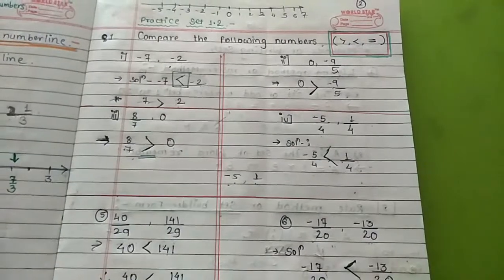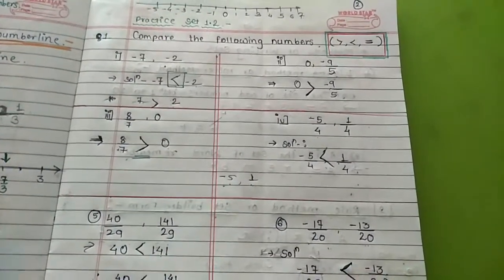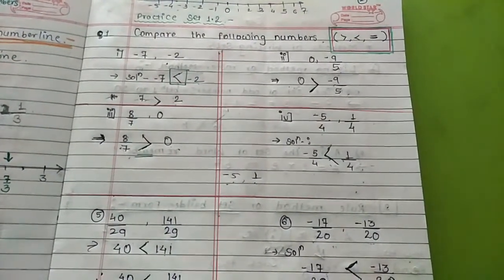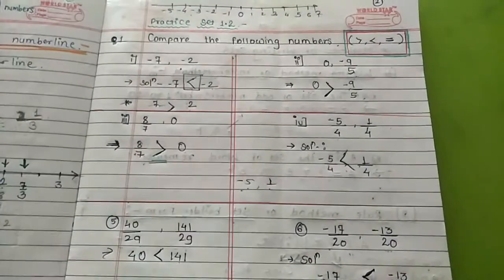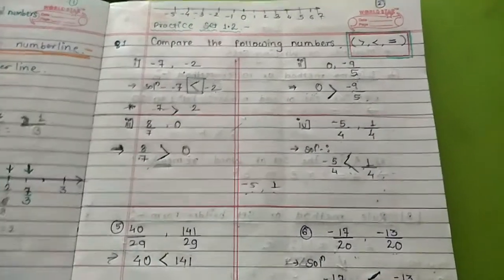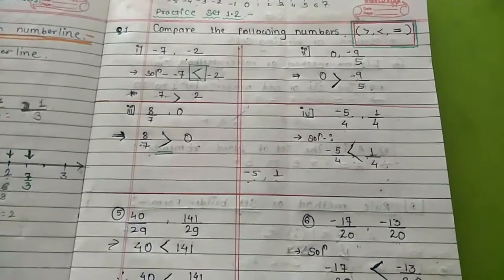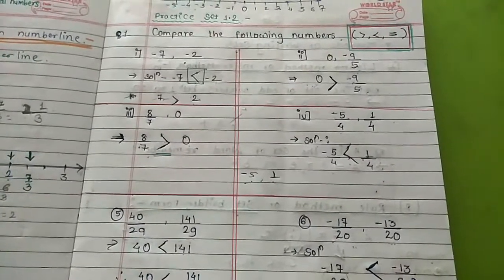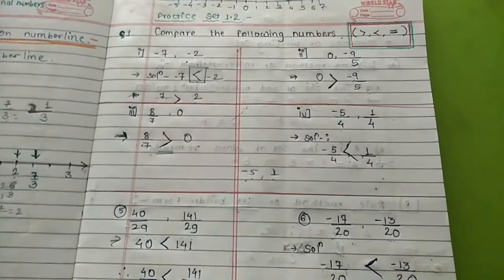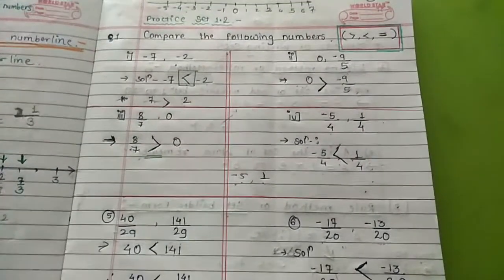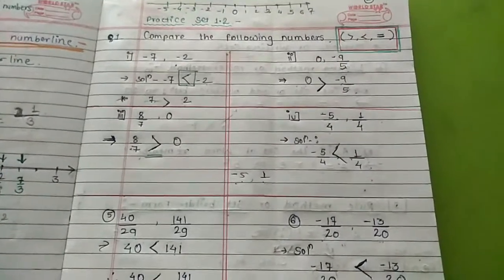So today we are going to start practice set 1.2. In practice set 1.2 we are going to learn the comparison of rational and irrational numbers. Now, comparison means what? Comparison is nothing but deciding which number is greater than which one. It means we have to decide which number is smaller and which is greater, whether the given pair of numbers are equal or not.